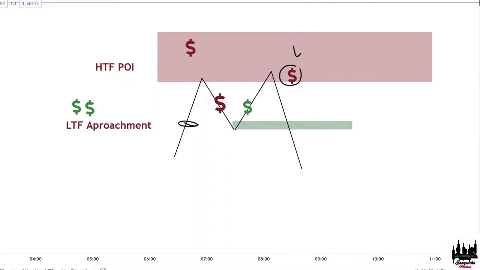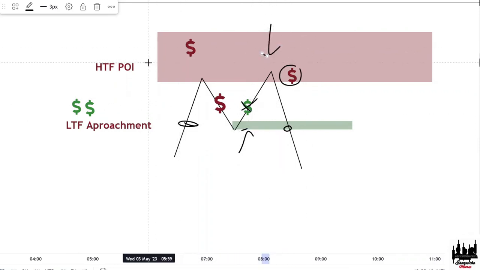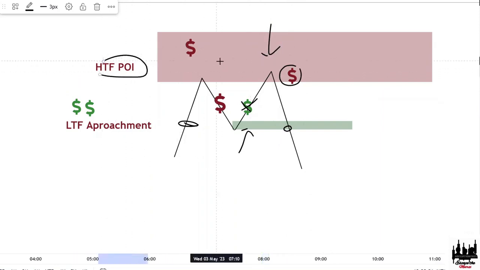But how we flip this and use it as a confirmation: if it breaks this level right here, that means there's not enough buy orders to push price forward. What does that mean? That means the sell orders here overpowered. What does it mean when sell orders overpower the higher time frame point of interest? That means it's validated. That means this is a confirmation.